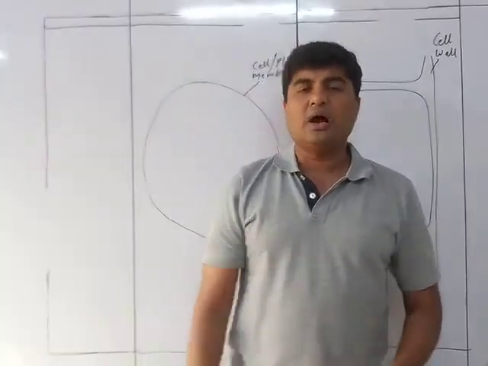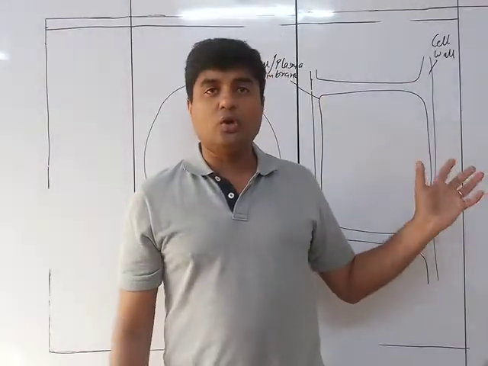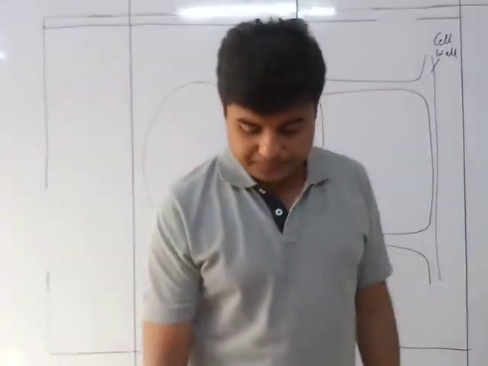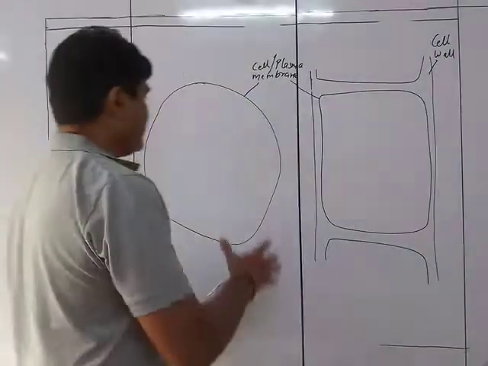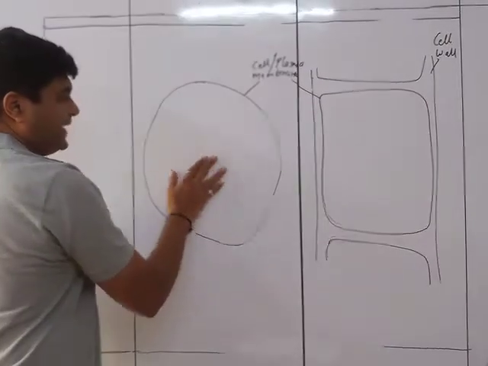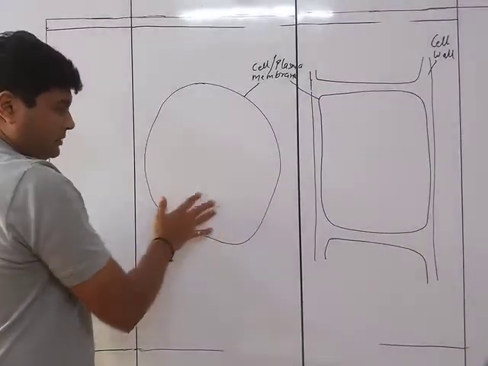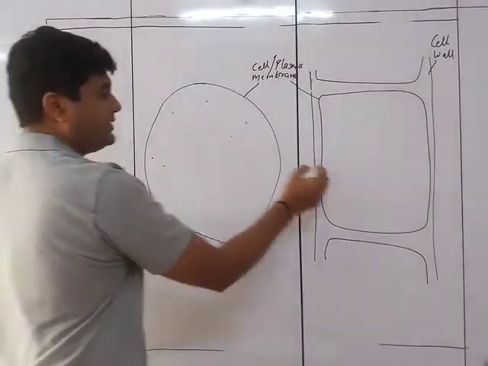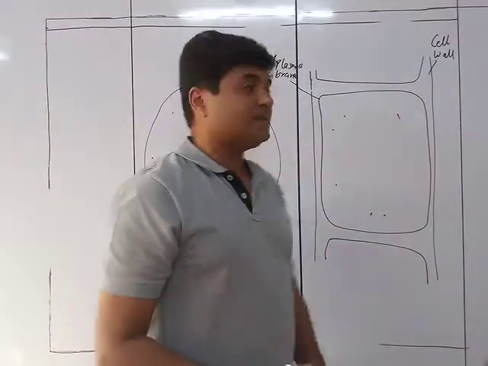So this is how the animal cell and this is how the plant cell looks from outside. Now we go a bit into detail. The next part is the cytoplasm. So everything over here, except the nucleus, all the different points over here, all the inside content of this particular cell, is called cytoplasm.